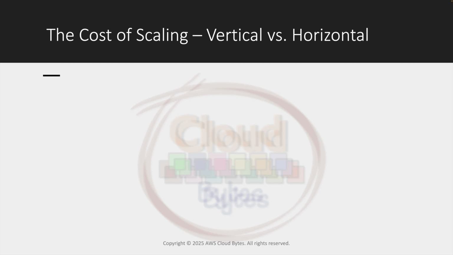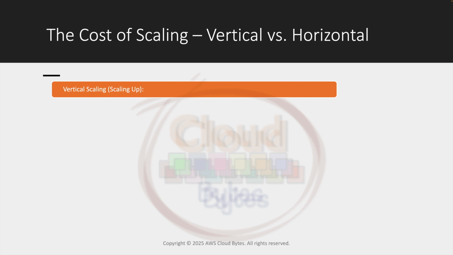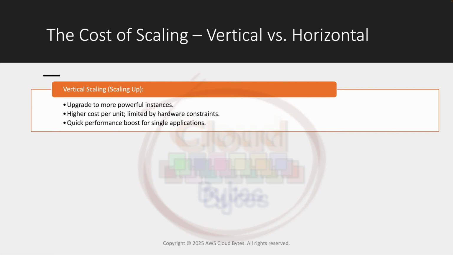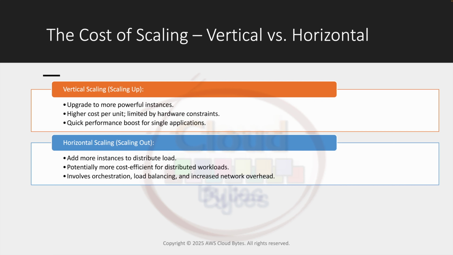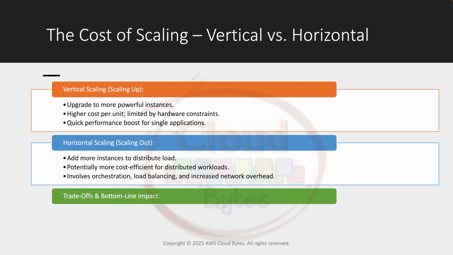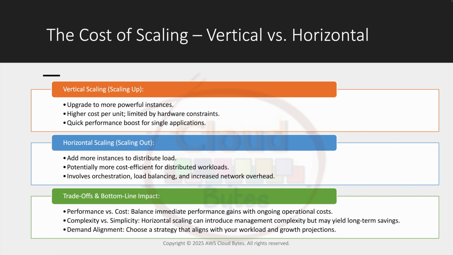The cost of scaling, vertical versus horizontal. Scaling decisions directly affect your bottom line. Vertical scaling offers an immediate boost by upgrading to more powerful instances, but it comes at a premium price and there are inherent hardware limitations. On the other hand, you have horizontal scaling. It distributes the workload across multiple instances, which can be more cost effective over time, but introduces additional costs like orchestration, load balancing, network overhead.